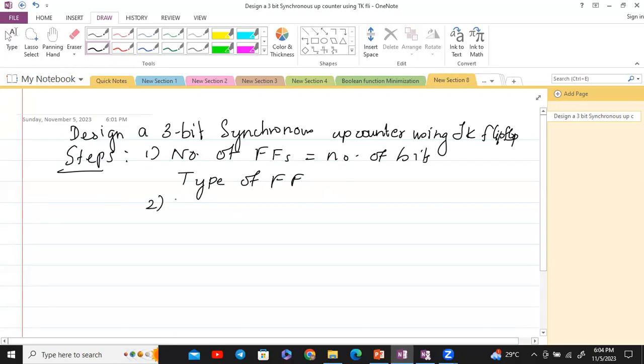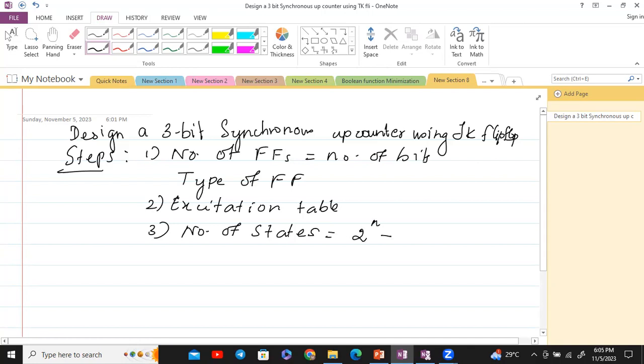The second step is to write the excitation table for the selected flip-flop. The third step is to define the number of states, and based on that, the state diagram has to be drawn. Number of states is equal to 2 power n, where n represents the number of bits. So it is 2 power 3, which is 8 here. Based on that, you have to draw the state diagram.